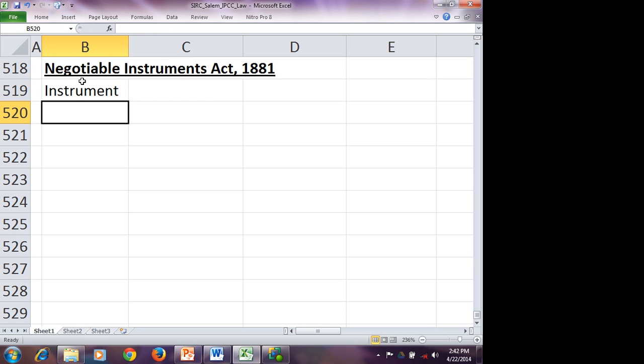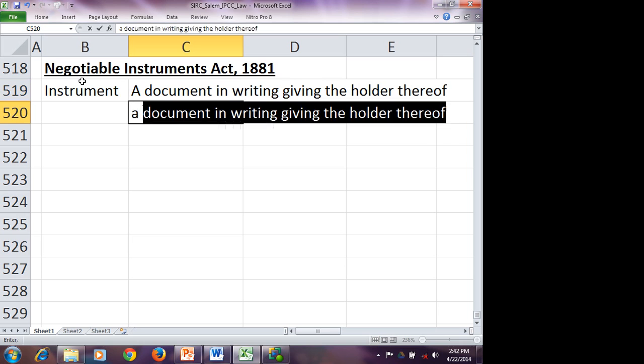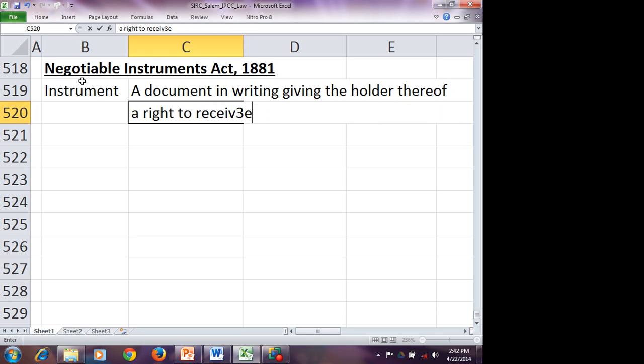First, what do we call an instrument? Please respond. What is called an instrument? Yes, fantastic. An instrument is nothing but a document in writing, giving the holder thereof the right to receive money in the context of negotiable instruments.